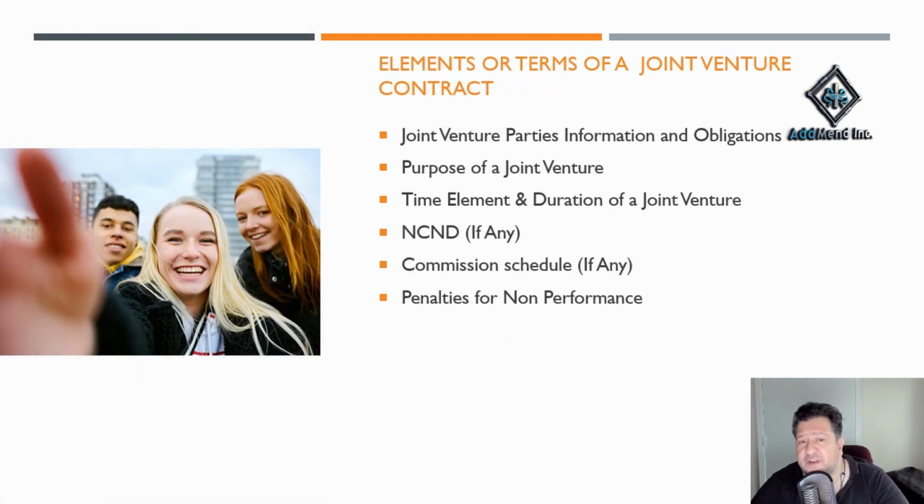Elements or terms of a joint venture contract. The major elements of a joint venture contract are the joint venture parties' information and obligations. As I mentioned briefly, the parties of a joint venture contract are basically two companies that would merge and would be incorporated as a third joint venture company that would be undergoing the purpose of the joint venture. There's a time element and duration of a joint venture, and there is an NCND. There could be a commission schedule, and there must be penalties for non-performance.